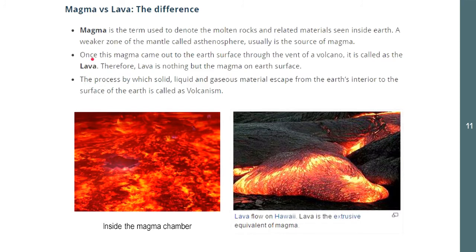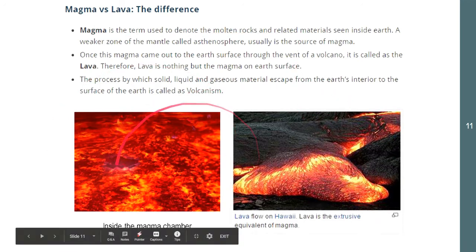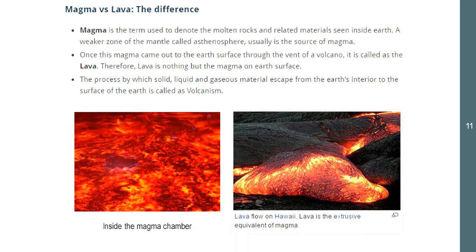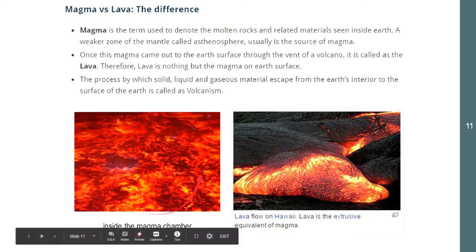So just to clarify the difference between magma and lava. So magma refers to molten rocks that are still found inside the earth. Okay, they are under the earth. They are found in the mantle, or sometimes they could make their way towards the asthenosphere, towards the lithosphere. But as long as they're still within the earth, we call it magma.